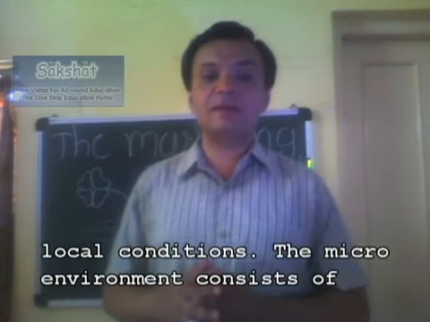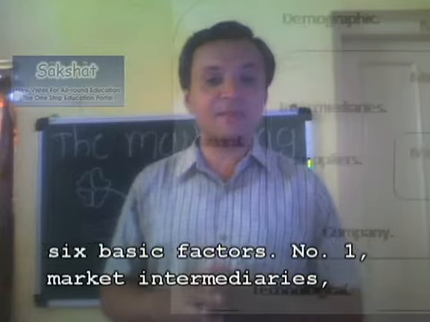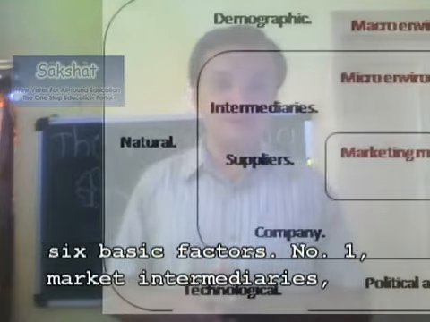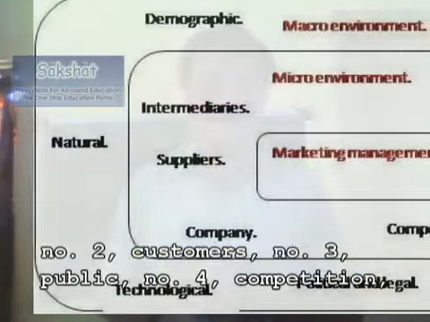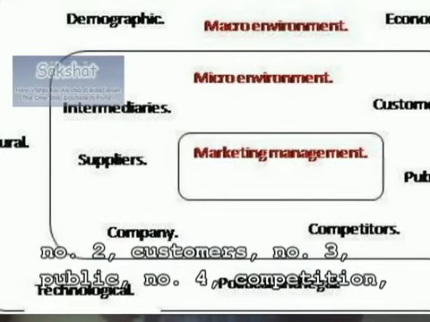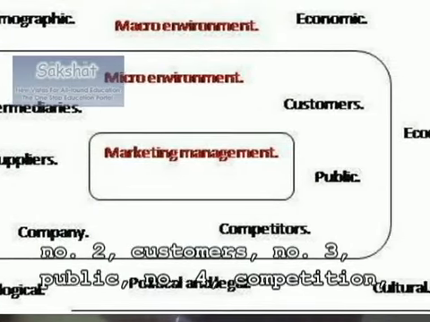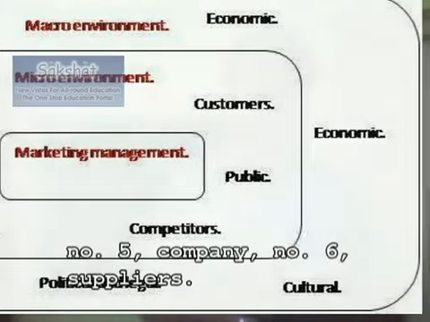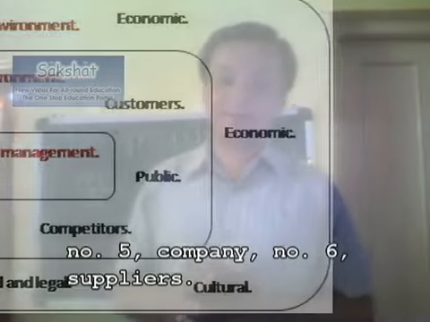The micro environment consists of 6 basic factors. Number 1, market intermediaries. Number 2, customers. Number 3, public. Number 4, competition. Number 5, company. Number 6, suppliers.